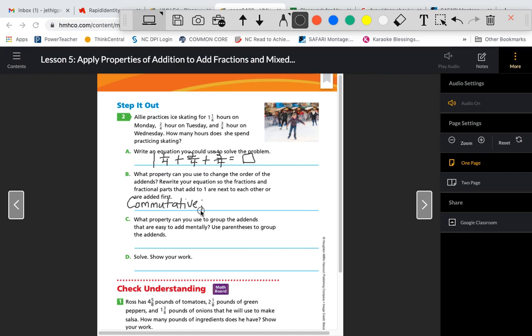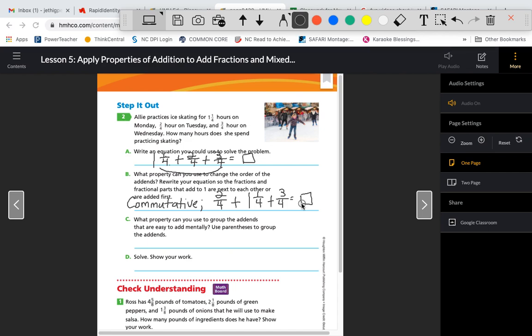We want to rewrite the equation so the fractional parts that add to 1 are next to each other or added first. So we want to create that whole again. So going back and looking at our first equation, we have a denominator of 4. So in order to make a whole, we have to have 4/4. So which 2 numerators added together are going to give us 4/4? Well, we see that 1 and 3. So we're going to put these 2 fractions together. So we'll start with 2/4. And then we're going to put 1 1/4 beside 3/4. So that's the commutative property.